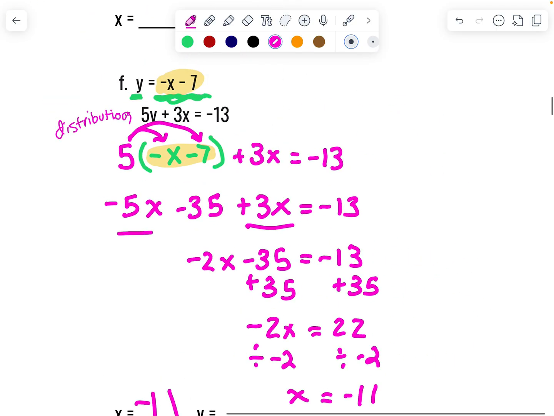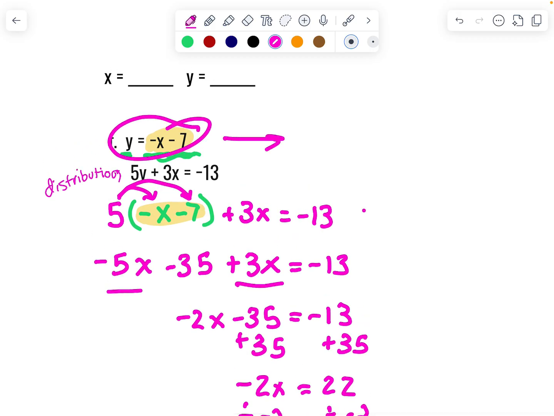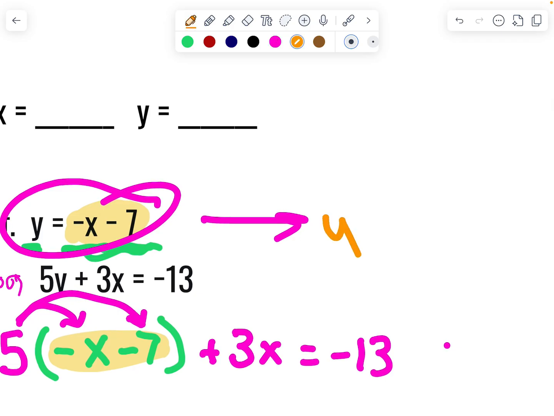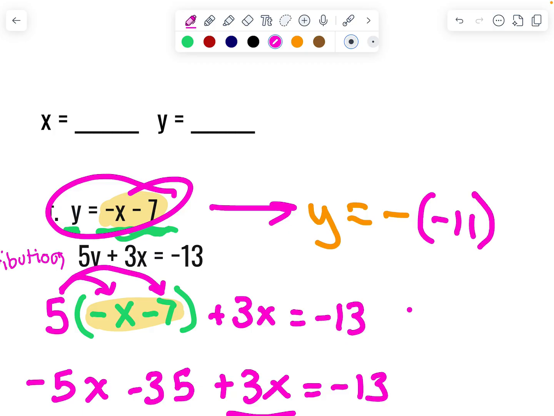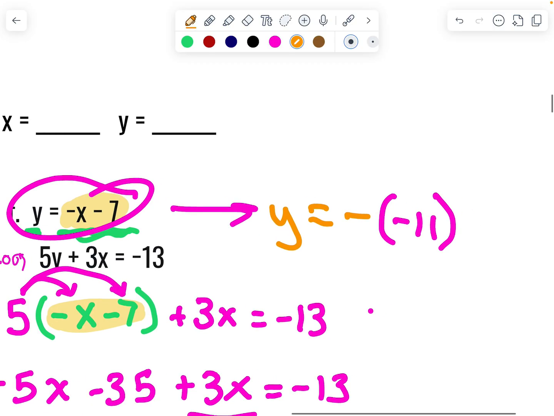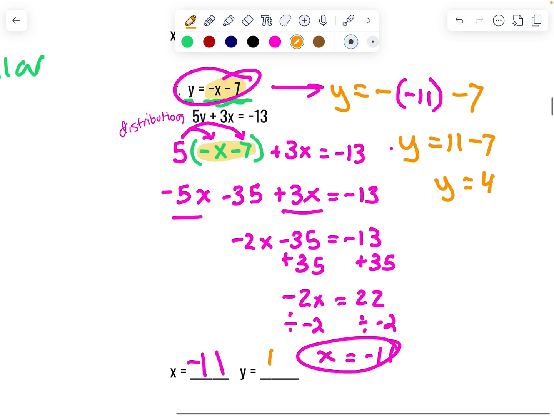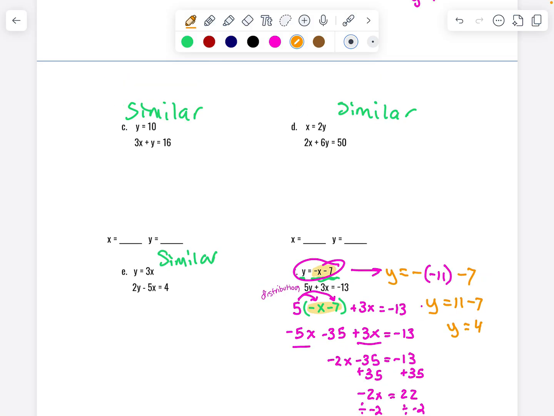And now, in order to find y, if my x was negative 11, I'm going to take this equation and plug negative 11 in for x. So I have y equals negative, instead of x, I'm plugging in negative 11, and then writing out the rest of my equation. And negative 11 is just a positive 11, so then y equals 4. So that's kind of the hardest a substitution problem is going to get. The rest of these are similar.